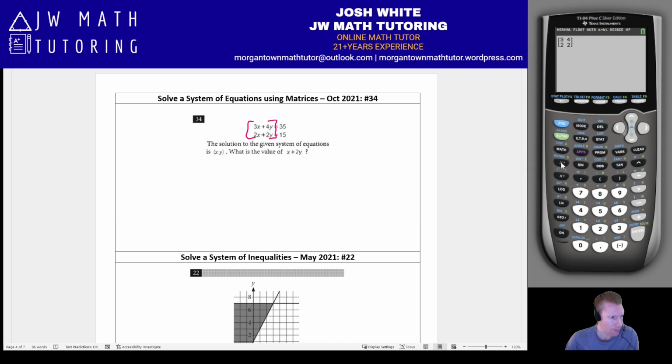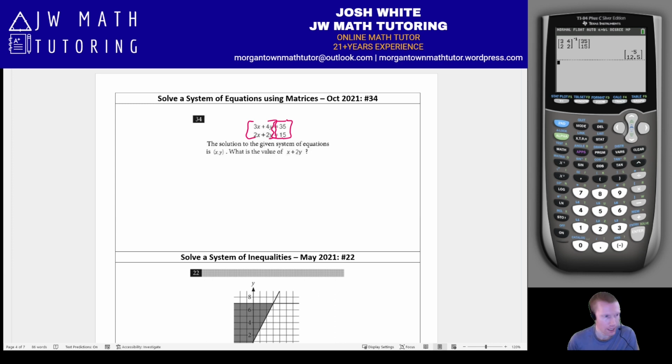Now after that, I'm going to do the x to the negative first power. Now I'm going to create another matrix, but this one's going to be 2 rows by 1 column. Once I have that on the screen, then I'm going to enter in these two values on the right, 35 on top, 15 on bottom. Now I just move all the way out to the right, go ahead, hit enter.